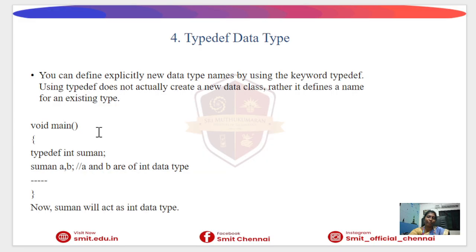Then typedef. What is meant by typedef? Typedef is used to give a new name to an existing data type. For example, typedef int summan. Summan is used for the sum of a and b. Here summan acts like an integer, used to improve code readability. The summan will act as the data type.